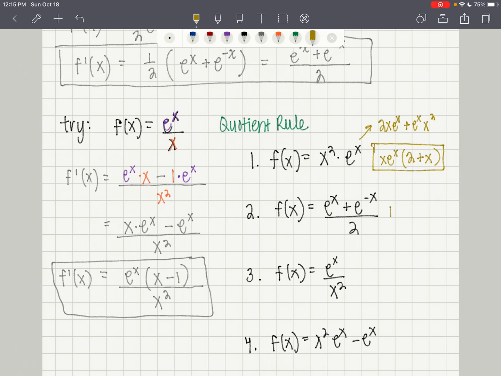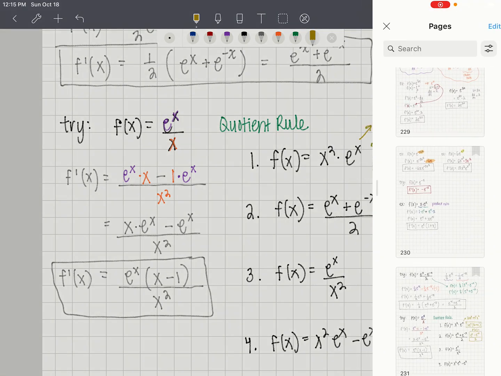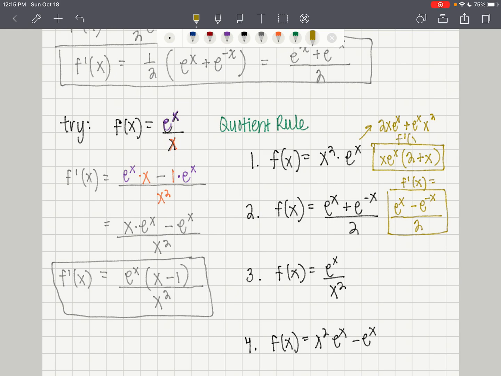Okay, this next one, I believe we're going to have 1/2. Actually, I'm going to keep it as a denominator 2, and I'm going to have e to the x minus e to the negative x. That's the derivative. F prime of x equals, okay, let's do this one.